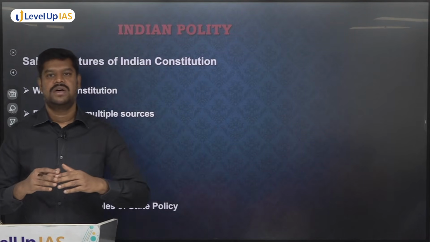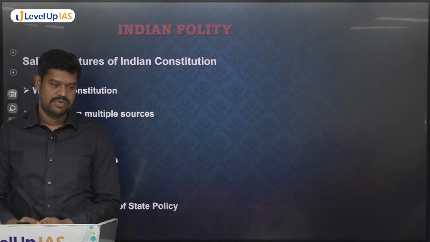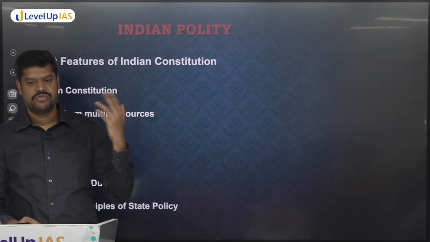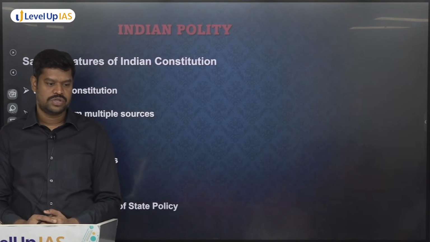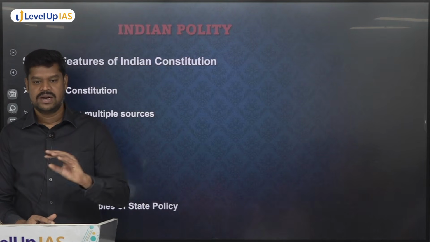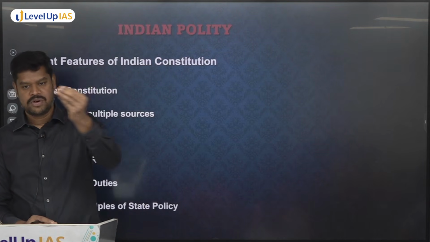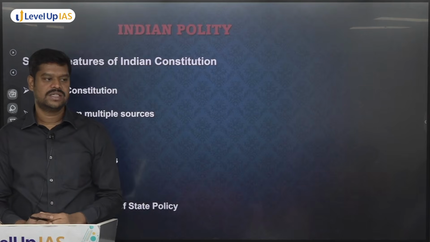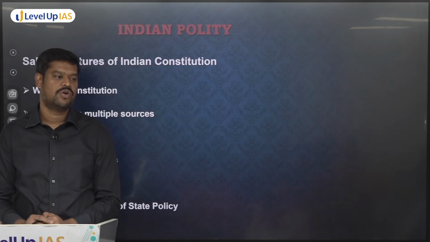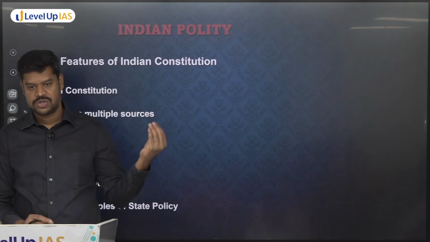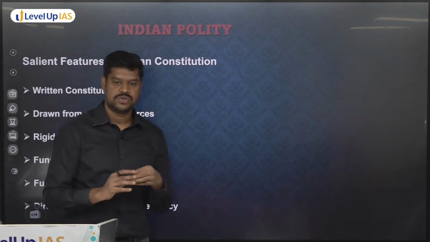What has been done by the members of the Constituent Assembly when they are drafting the constitution? There are a number of democratic constitutions already, because India has got a very short constitutional history. So, when they were drafting the constitution, they have borrowed a number of good provisions from various other constitutions. So, that is why the Indian constitution is also called a borrowed constitution, or it is also said that it has been drawn from multiple sources.